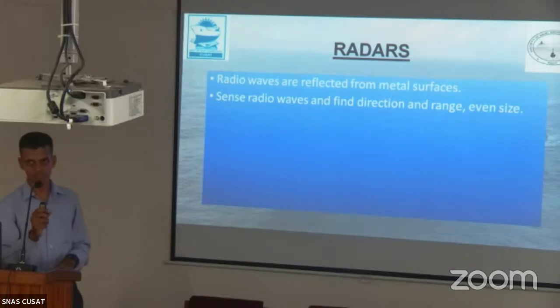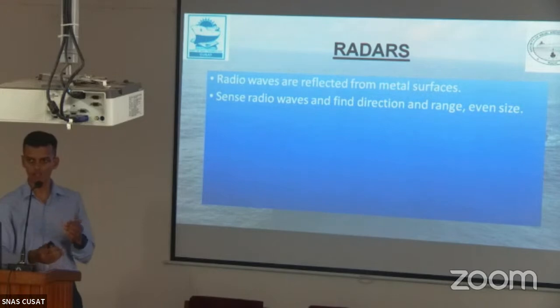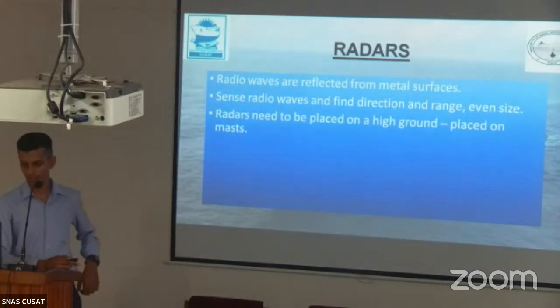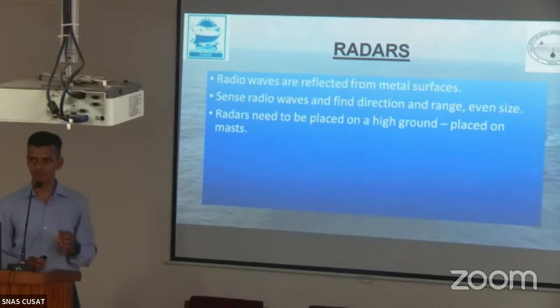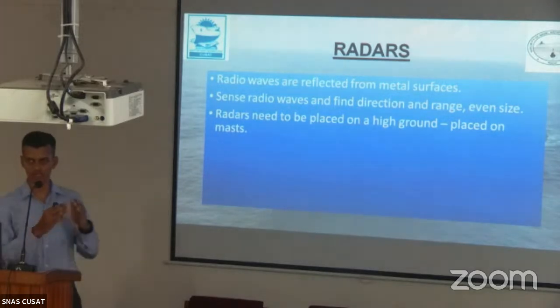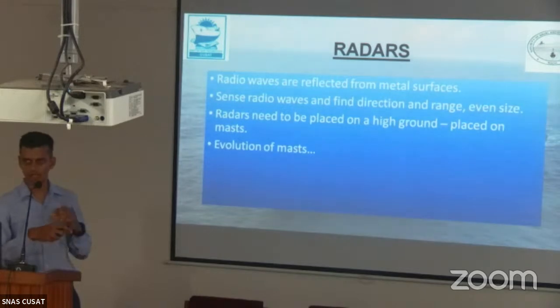It can also give us the size of the hostile target, depending upon the intensity of the radio waves that it is reflecting back. So radars need to be placed on a high ground. We cannot place them on the waterline and expect them to have a range of 300, 350 kilometers. So generally, whenever we are designing a warship, radars are placed on the topmost point of the ship. You must know that masts are the tallest structures on the ships, so generally, radars are placed on the masts.